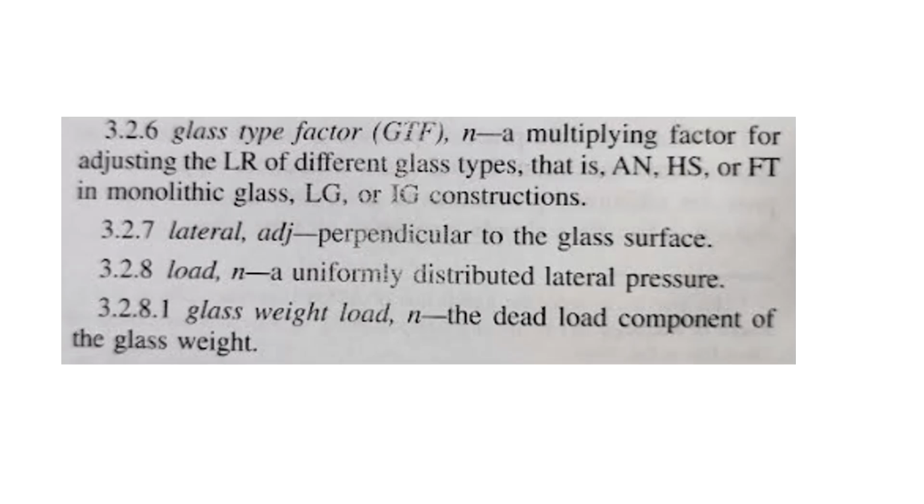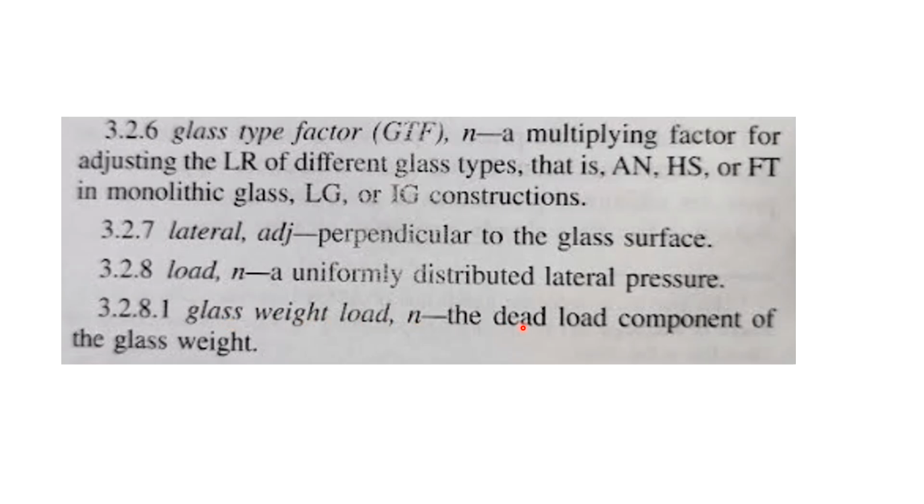Glass type factor. Okay, we talked about this a little bit. There's going to be a factor. We looked at those tables 1, 2, and 3. A multiplying factor for adjusting the load resistance of different types of glass, that is, annealed, heat strengthened, fully tempered in monolithic glass, laminated glass, or insulated glass construction. Okay, lateral. What does lateral mean? Perpendicular to the glass surface. Load, a uniformly distributed lateral pressure.